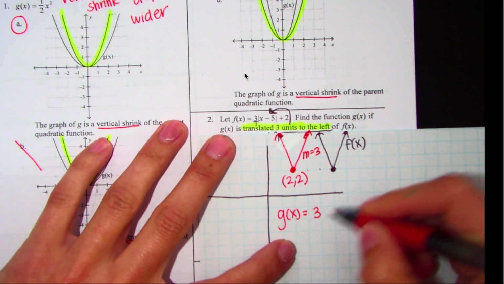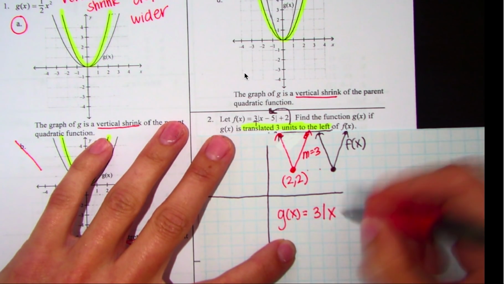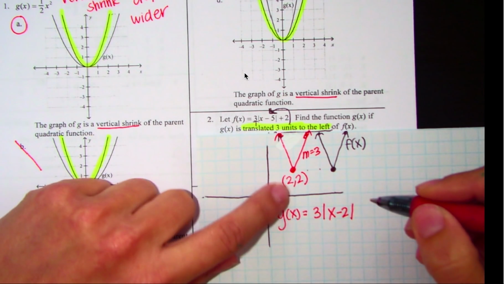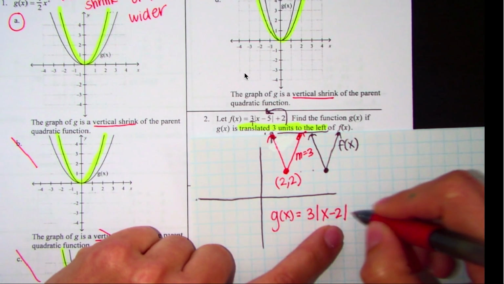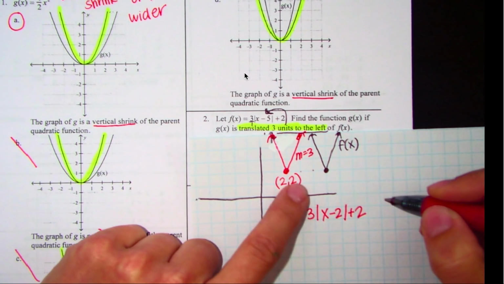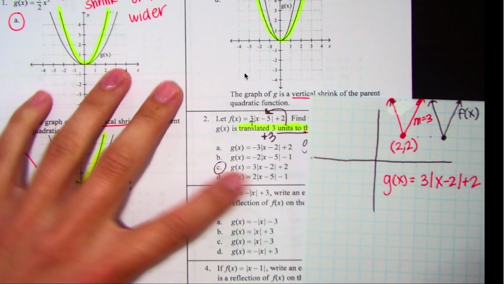So 3 for my slope, or the a value, stays out front. x minus 2, because when we plug in the positive 2, it becomes negative 2. You always switch the sign. And then you just write my y value positive 2 on the outside. So again, we get our answer is C.